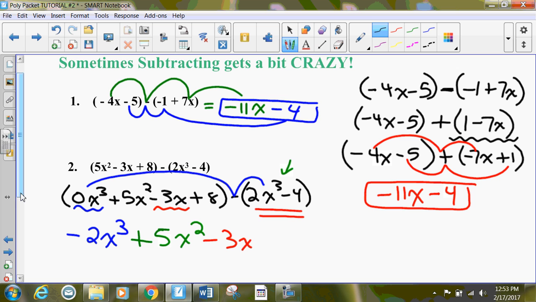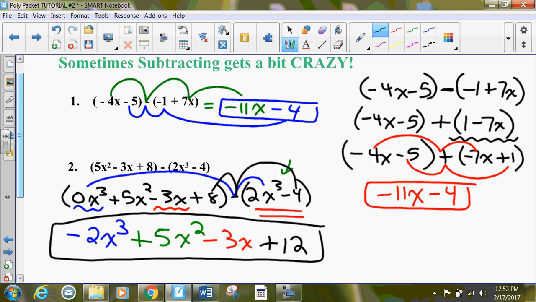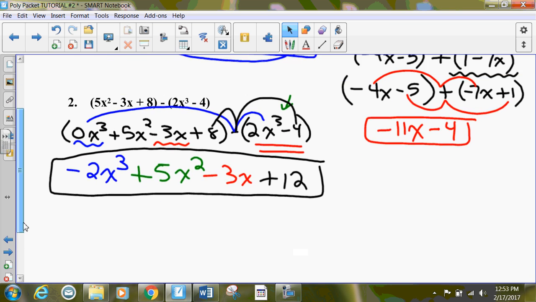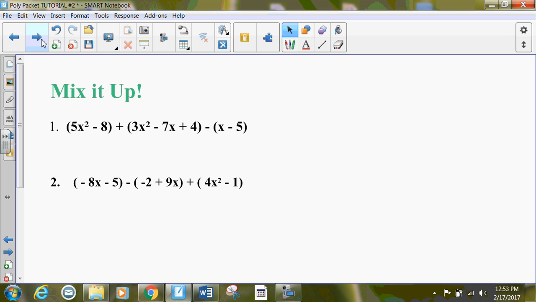And we'll move on to our last term. We have an 8, and yay, we have a term to subtract from it, 8 minus a negative 4. If we put that 8 minus negative 4 in our calculator, we get a plus 12. So like I said, subtracting can get a little bit crazy, a little bit tricky, but what you need to do is just slow down and get it right.